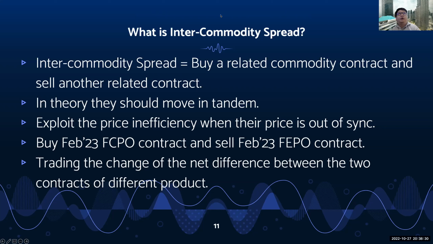But for today's, we have an exchange traded commodity spread, intercommodity spread. That means we can straight away do it by using one transaction. Then the last point is trading the change of the net difference between the two contracts of the different products. So we are trading the net difference. So basically, in other words, it is the inefficiency of the two spread.